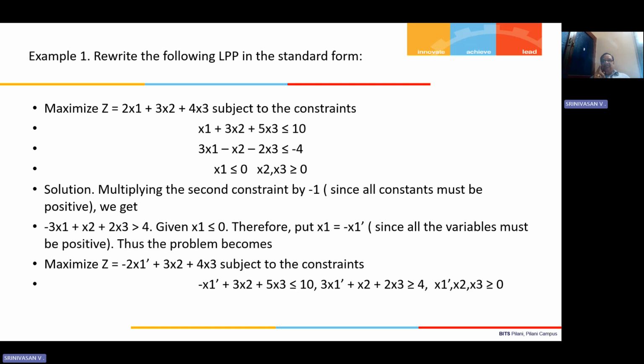Multiply the second constraint by -1 because on the right hand side you have -4. So when you multiply by -1, what's happening? Minus 3x1 plus x2 plus 2x3 is greater than or equal to 4. The inequality flips, so it is greater than or equal to 4.